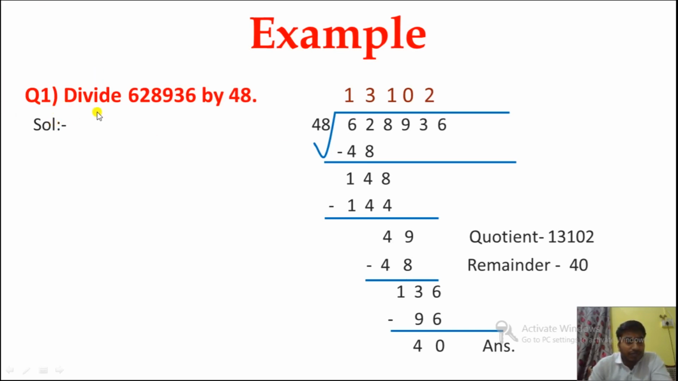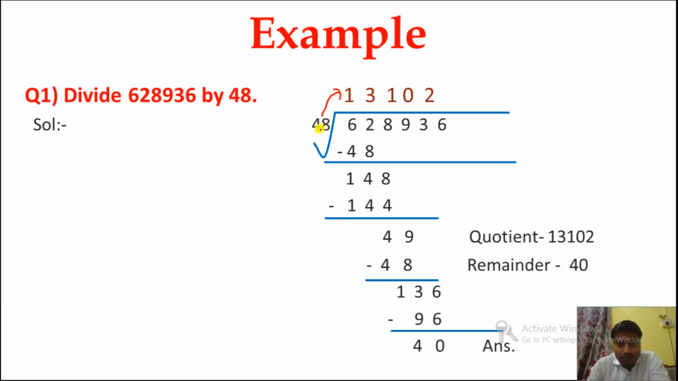Now let me give you an example of how to divide. Here we have the first example: 6,28,936, and this we have to divide by 48. Here you can see this is the dividend, 6,28,936, and this is the divisor, 48. By this 48 we have to divide this dividend. Here we have a 2-digit number 48, so first we will take 2 digits only. Here you can see we have 62, which is greater than 48, so easily we can divide. First it will go 1 time.